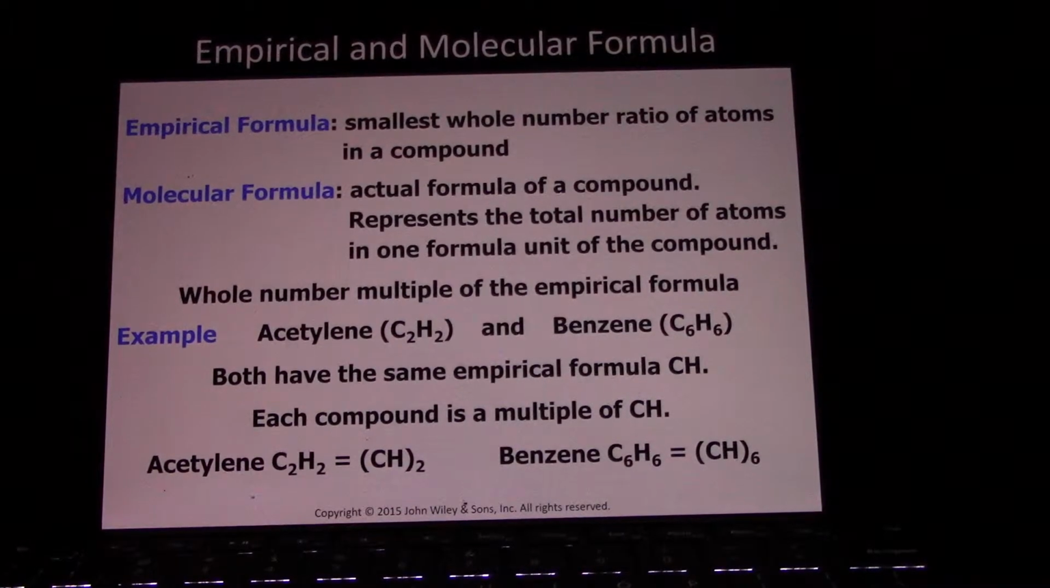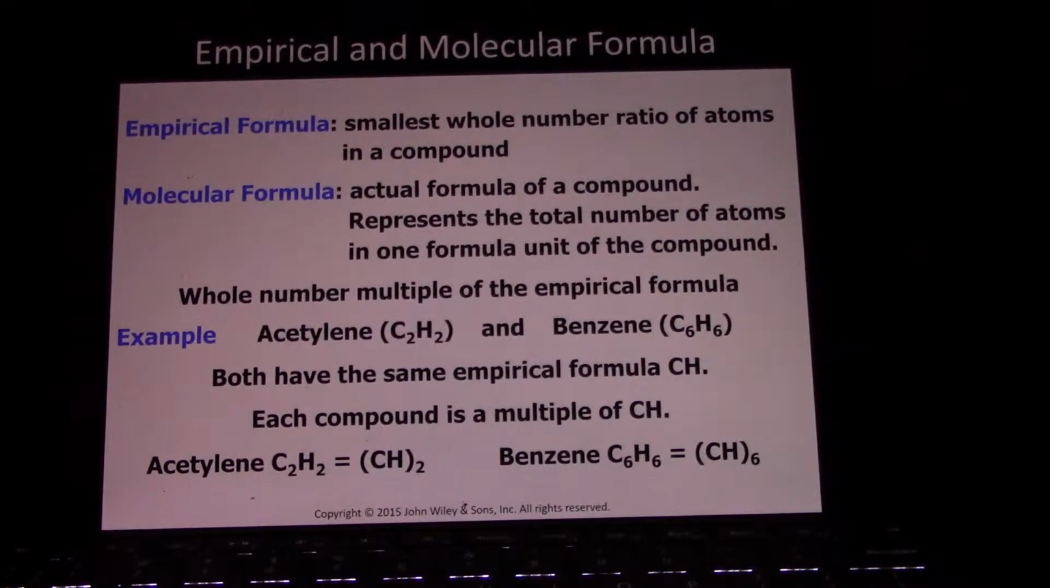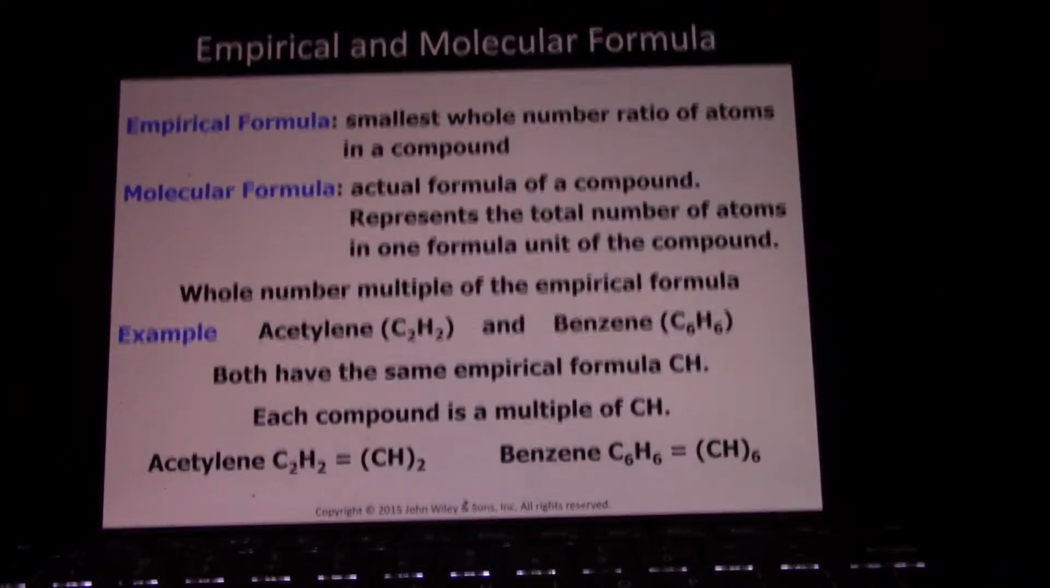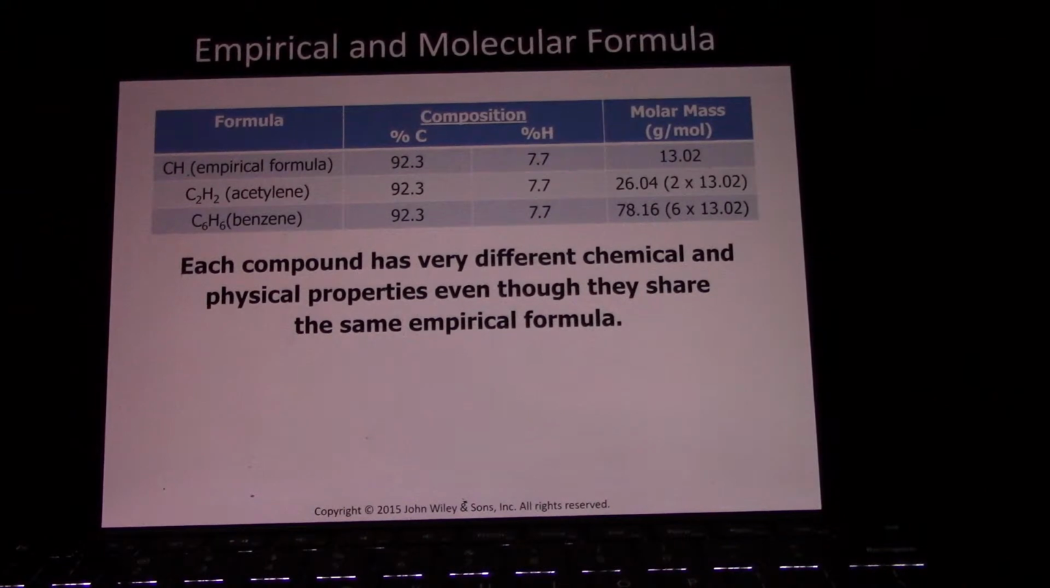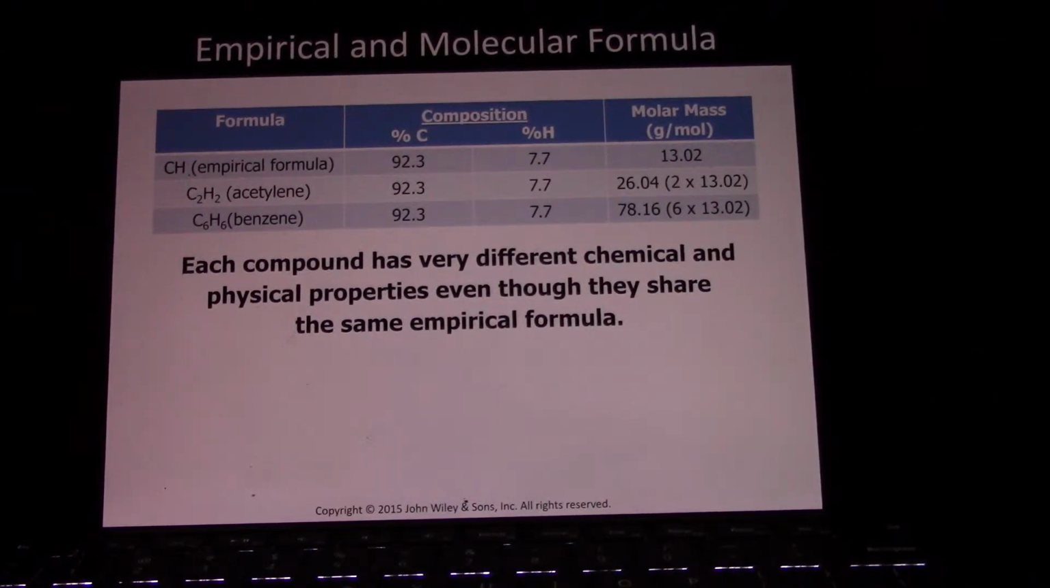Again, acetylene and benzene have the same empirical formula. There's always one hydrogen per one carbon, but they have very different molecular formulas. They're very different molecules. Because they have the same empirical formula, they have the same percent composition by mass, because everything's in the same ratio.